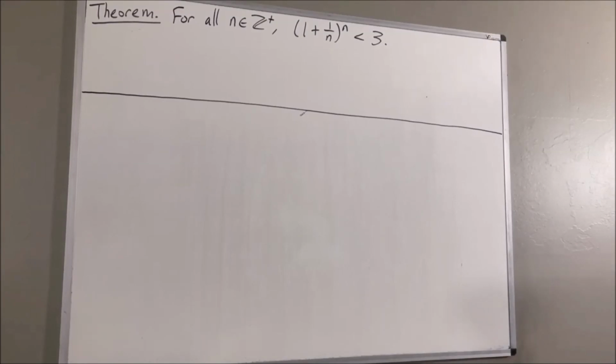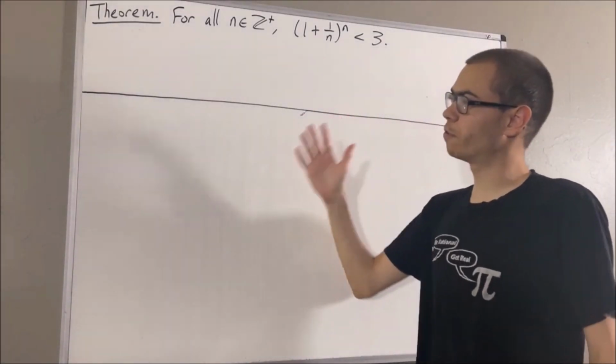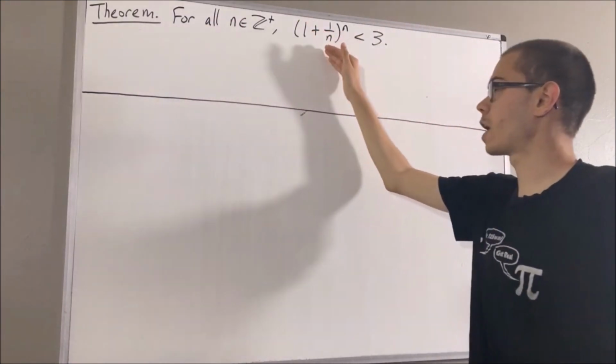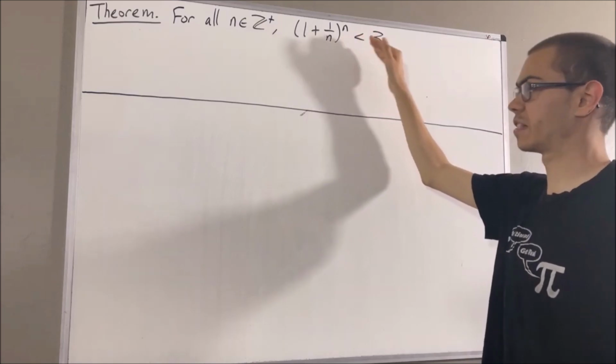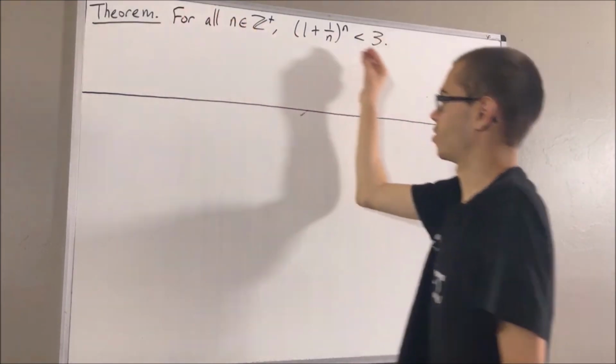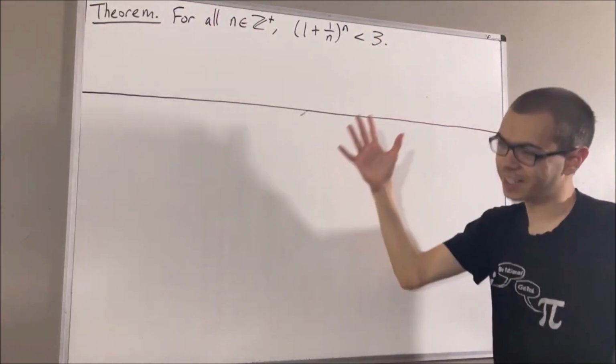Hello! In this video, we are going to prove the following theorem. For all positive integers n, (1 + 1/n)^n is less than 3. Now, before we get into proving this theorem, we are going to prove the following lemma.